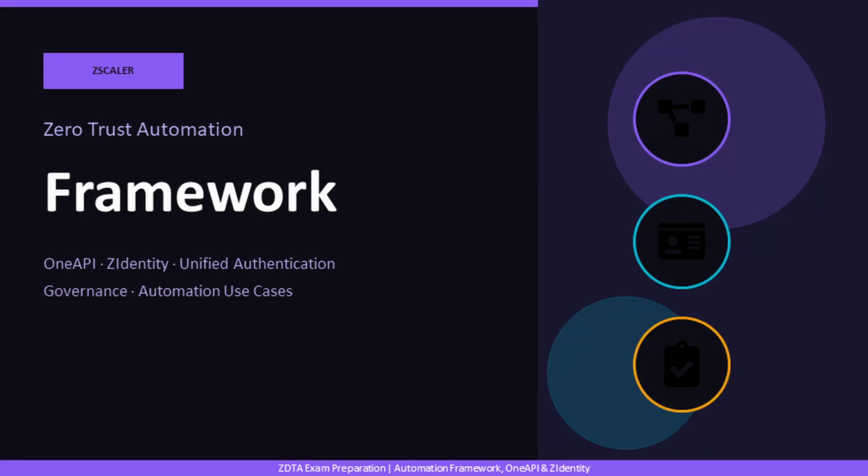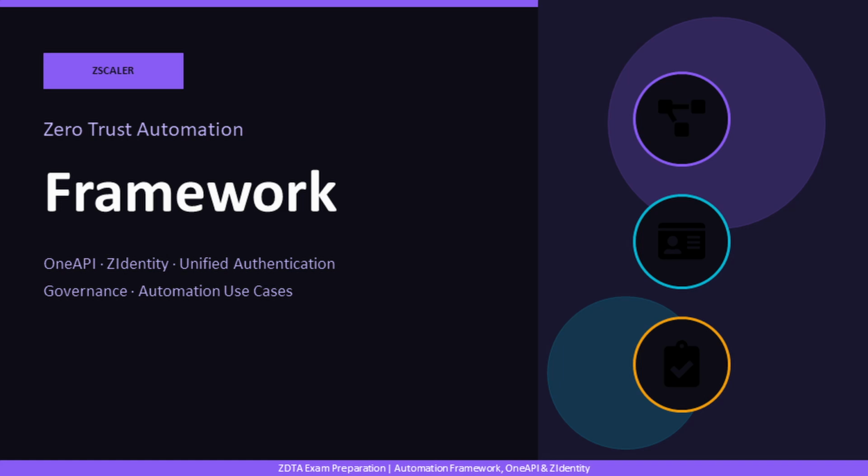Welcome to this module on the Zscaler Zero Trust Automation Framework. If the previous module introduced what Zero Trust Automation is and what the individual API families do, this module goes deeper. It explains why the framework was built, how it works architecturally, and how you implement it correctly with real security and governance discipline. The three pillars we'll cover are One API, Z identity, and consistent automation patterns.